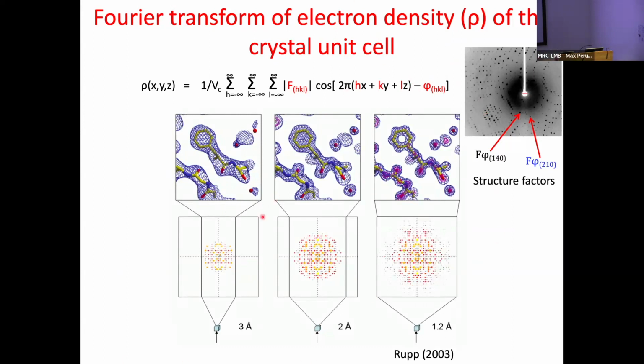So if you have only a few in the middle, when you plug them into this formula, your electron density will look something like that. If you put more numbers into the summation, it will start to look like that. You put in more, it starts to look like that, okay? You get better and better.